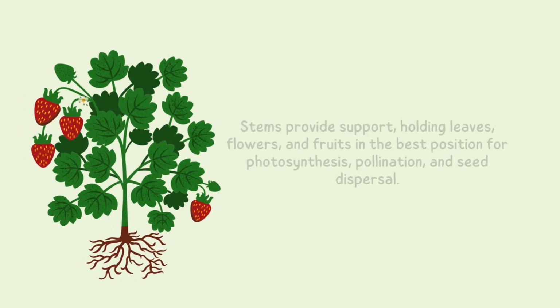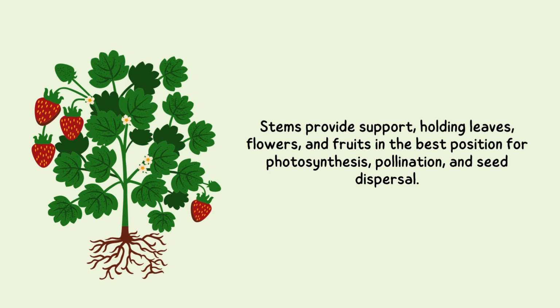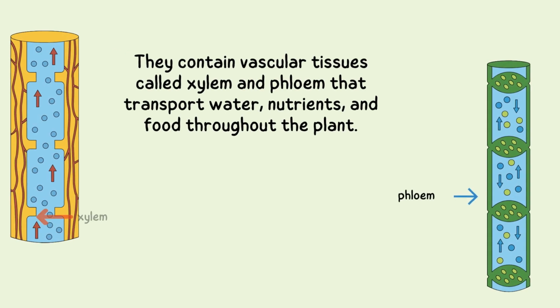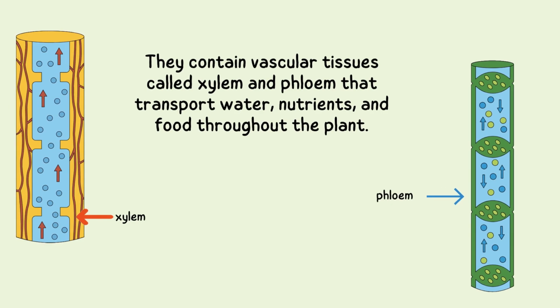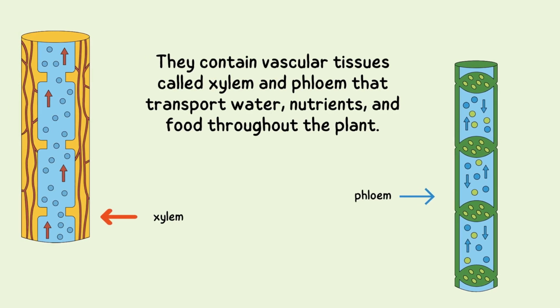Stems. Stems provide support, holding leaves, flowers, and fruits in the best position for photosynthesis, pollination, and seed dispersal. They contain vascular tissues, xylem and phloem, that transport water, nutrients, and food throughout the plant.